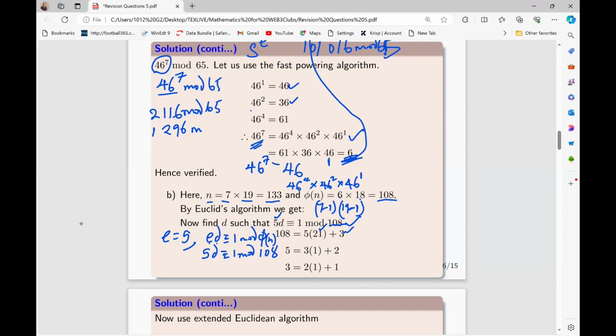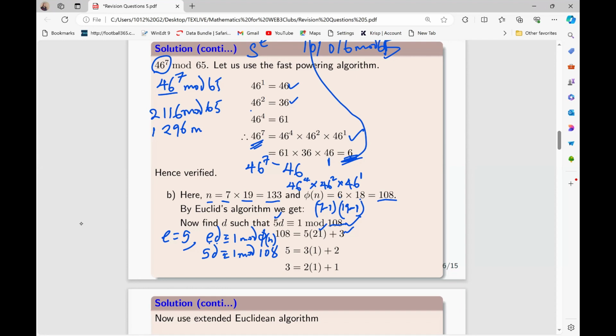This one, just using a calculator, taking 108 and dividing by 5. Let me do it again: 108 divided by 5 is 21 times. And then what is the remainder? The remainder is 3. So you are just doing that.